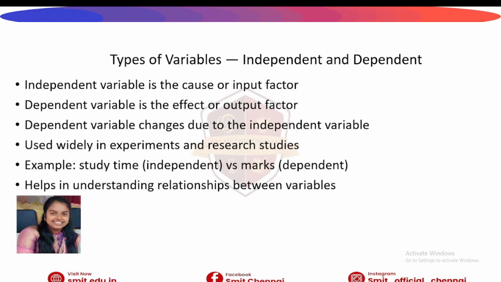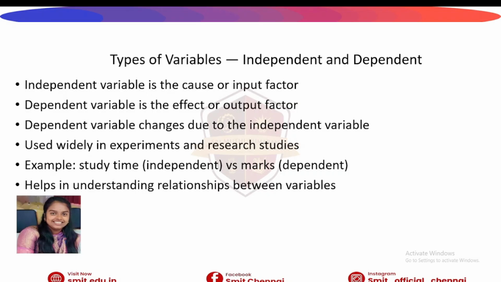Now moving on to independent and dependent variables. Independent variable is the cause or input factor. Dependent variable is the effect or output factor. Dependent variable change is due to the independent variable, used widely in experiments and research studies.